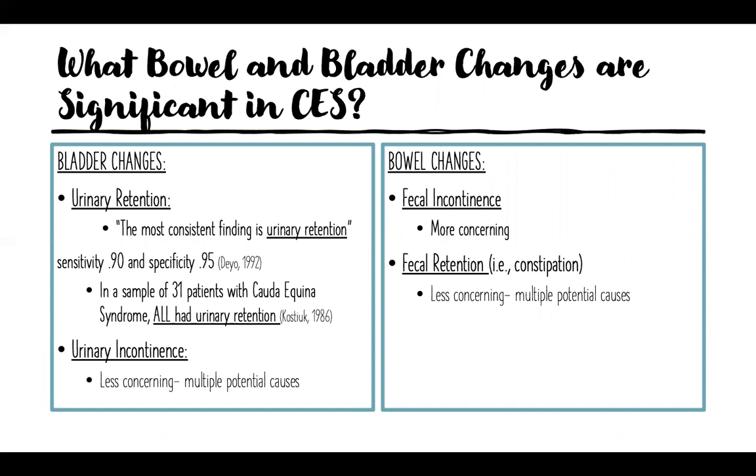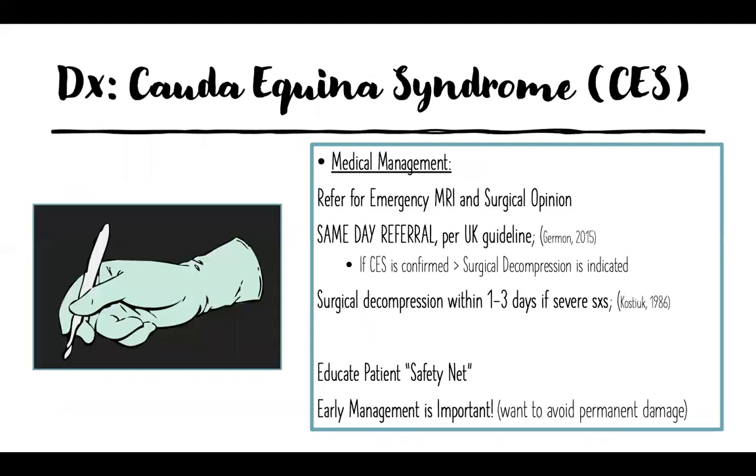Urinary incontinence has multiple potential causes, and so that is less problematic. However, if we pick up on that in the context of other signs and symptoms that might raise our suspicion, that might be important. And then with fecal changes, fecal incontinence is more concerning because it is more indicative of a serious pathology. Fecal retention or constipation has multiple potential causes: medication, diet, fiber intake, and age-related causes that might not indicate this serious pathology.